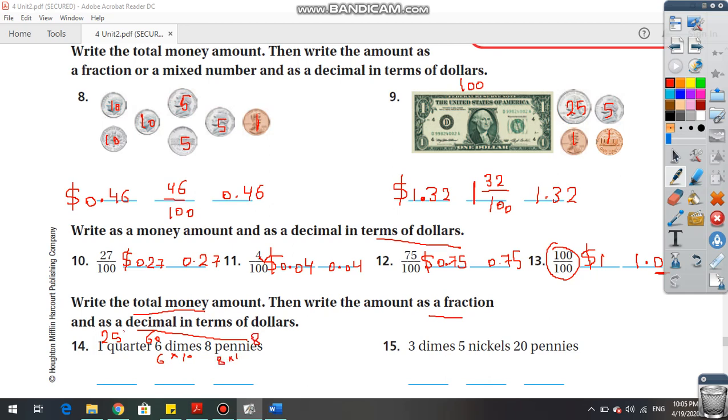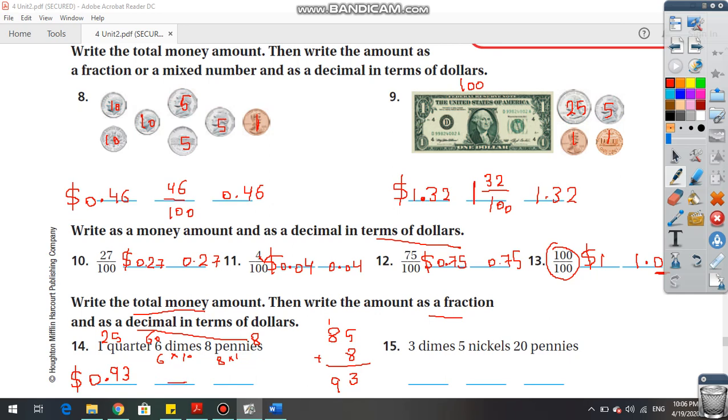So I have 25 plus 60 plus 8. Okay guys, 25 plus 60, if you add it, you will find 85. Now 85 plus 8, 5 plus 8 equals 13, 3, carry 1, it's 9, 93. Oh guys, it's less than 100, that means all of it will be in the decimal place. Why? Because we didn't reach 100, we don't have a dollar. So I'm gonna write it in terms of a dollar.